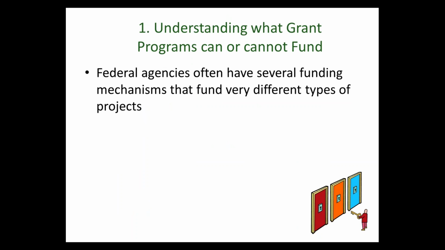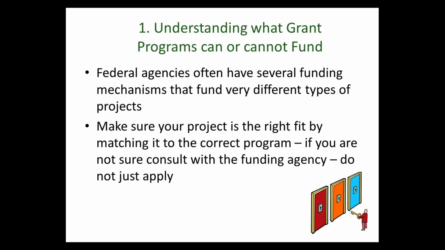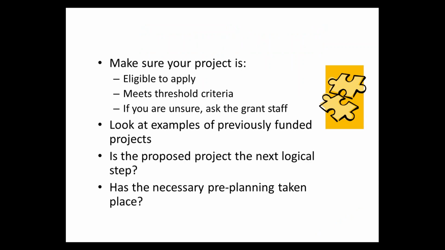So first, understanding what grant programs can and cannot fund. Federal agencies have many different types of funding mechanisms that fund many different things. So it's very important to make sure that your project is the right fit, matching it to the correct program. We don't want to just see a shotgun approach that you apply for absolutely everything. So you need to make sure that your project is eligible to apply, that you as the entity are eligible to apply, that you meet threshold criteria. Those are the things you have to definitely have in place or you won't be considered for the grant.